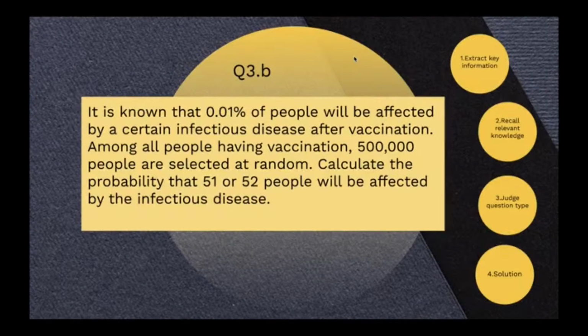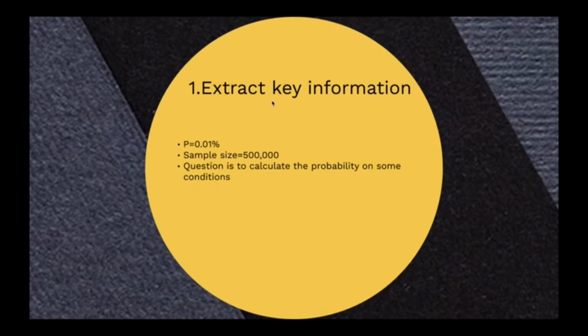In my view, thinking is more important than just writing our answer. There should be 3 more procedures in our mind before writing our correct answer. At first, extract key information. From the question, we know that the probability is 0.01%, which is small. The sample size is 500,000 people, which is very large. In addition, what we should calculate. They are all we know from the question.